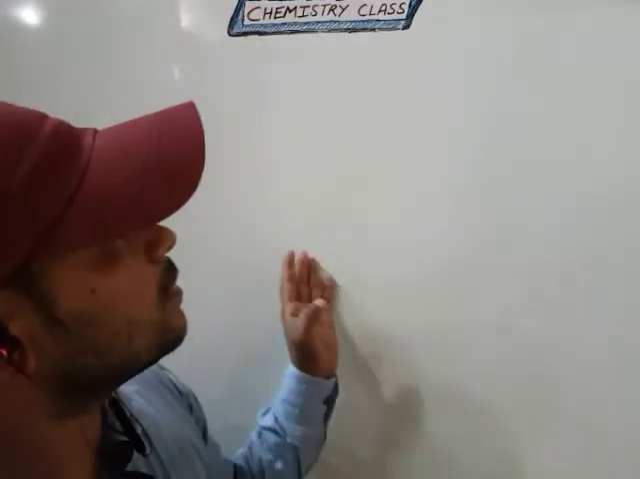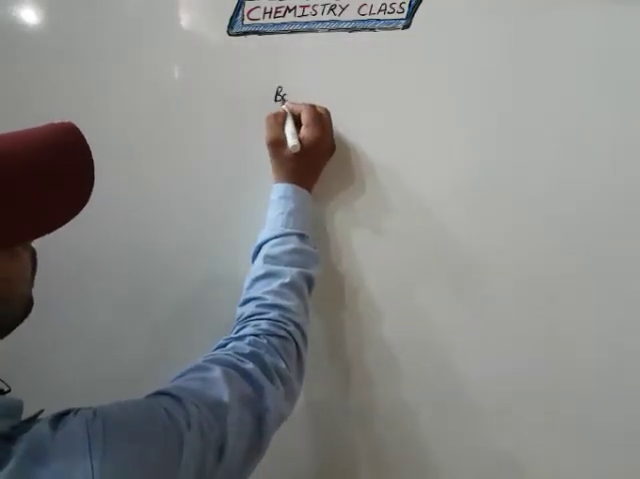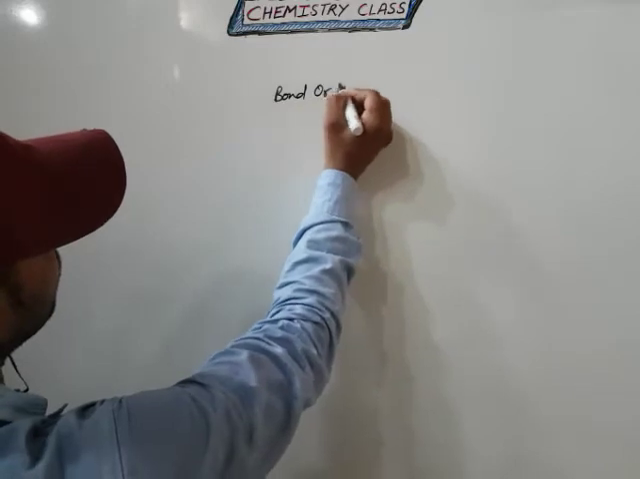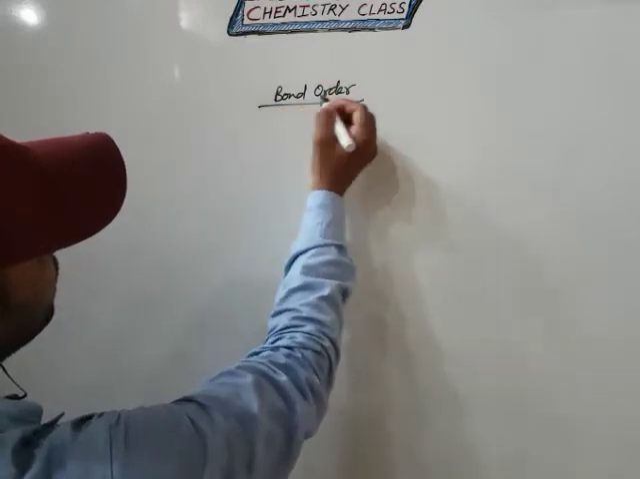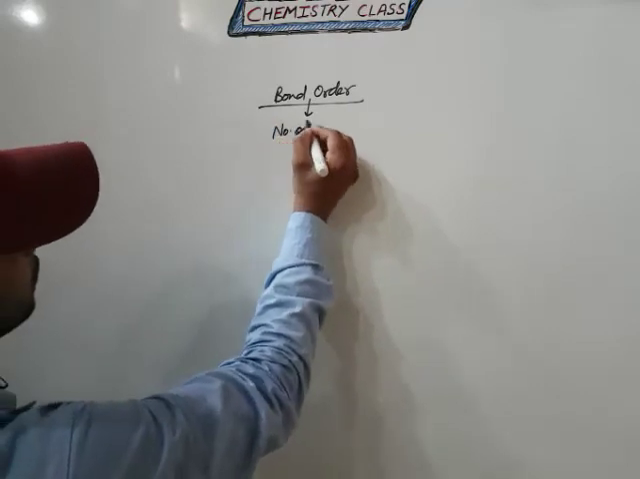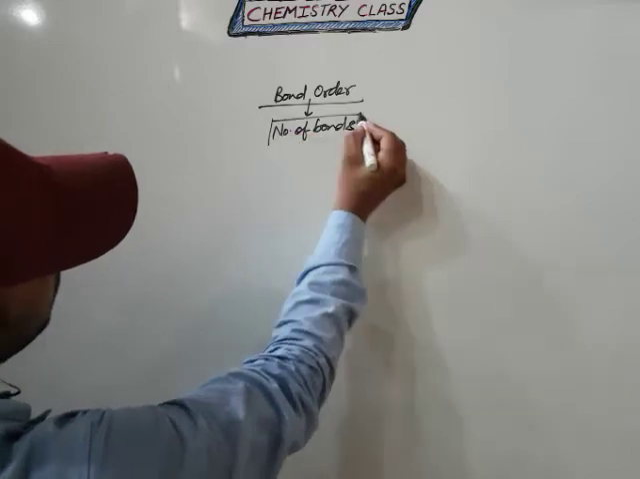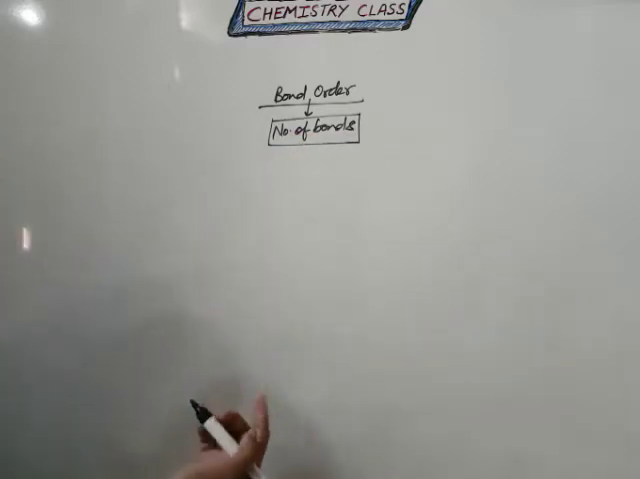Today I will discuss bond order. So students, the topic name is bond order. The key point is bond order means how many bonds are present in a molecule or compound. This is the key point for bond order.